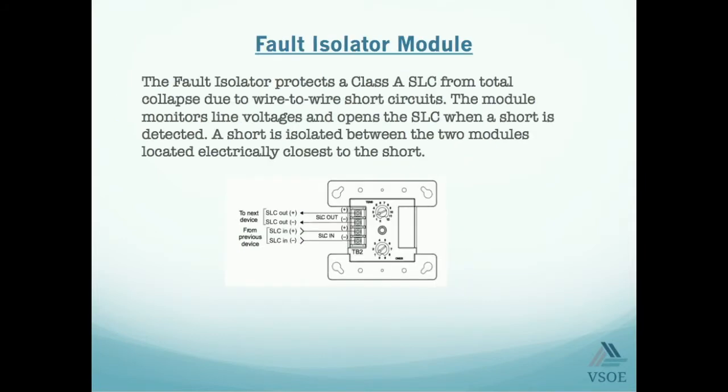The fault isolator module. For the fault isolator module, it protects a Class A select line current from total collapse due to wire-to-wire short circuit. The module monitors line voltage and opens the select line circuit when a short is detected. A short is isolated between the two modules located electrically closest to the short. In its physical state, the fault isolator module will connect across a select line circuit.